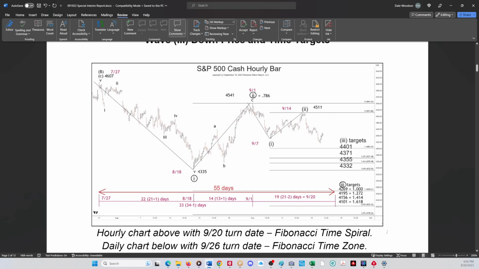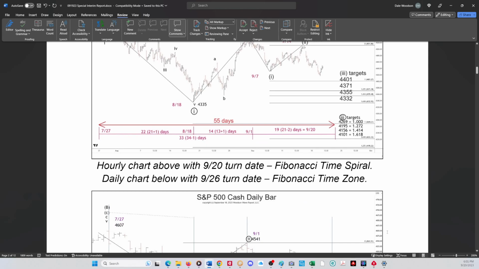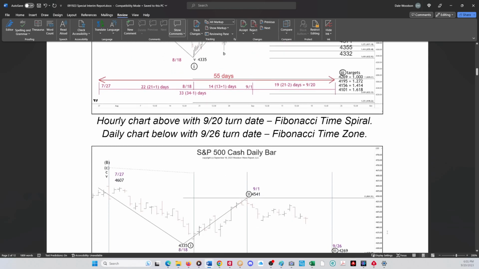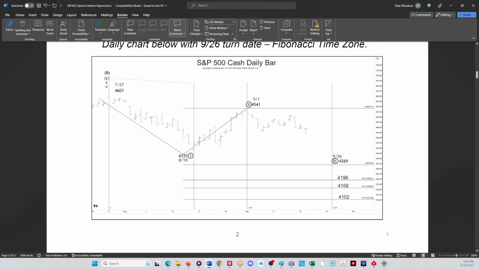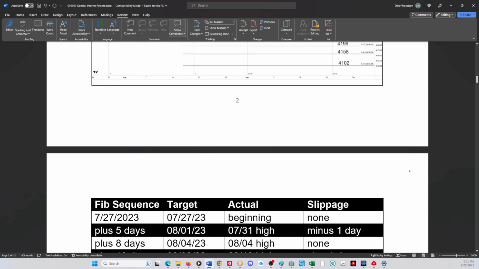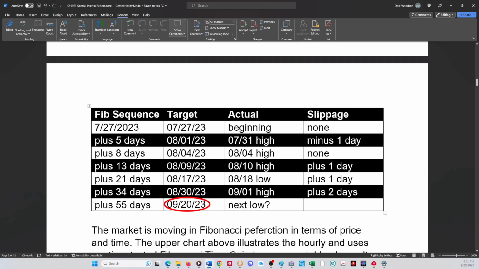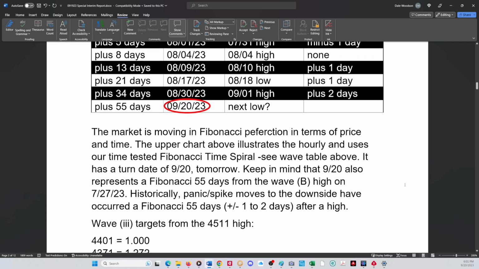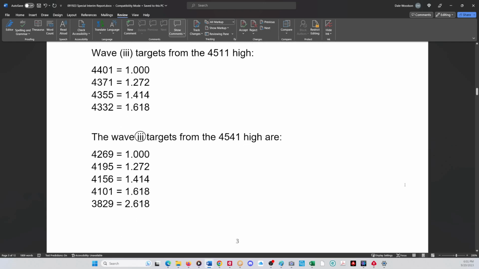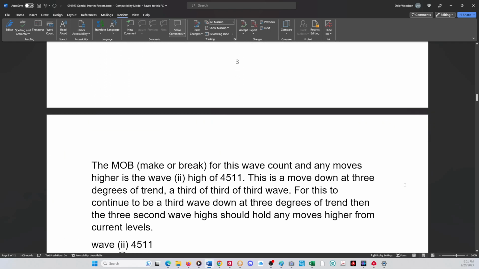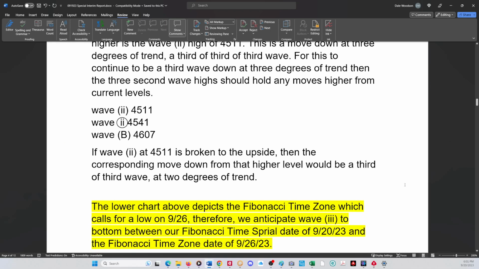Again, plus or minus 1 to 2 days, and then the Fibonacci time zone on the bottom is the daily chart. Again, we have those targets there. 1 and 2 is a 1.618, and then the 2.618 is sitting out there at 9/26. So there's our Fibonacci time spiral. Okay, and this was yesterday. There's those targets there in written form. There we go.